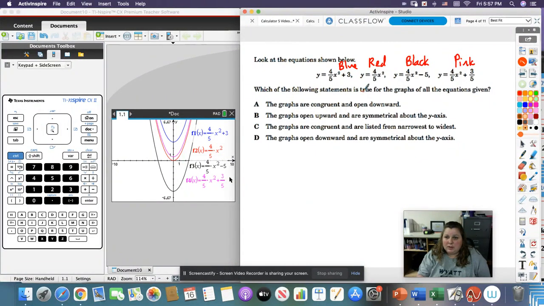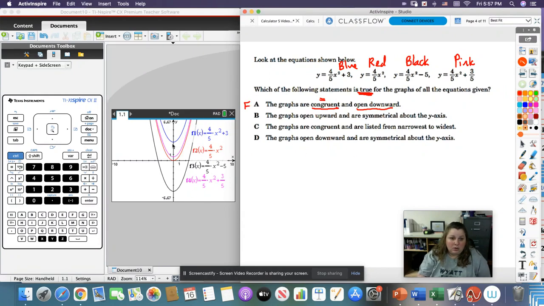Which of the following statements is true? So this time we're looking for the true about these graphs. The graphs are congruent. Congruent means equal. They're exactly the same size and the same shape. Same shape, same size. And they open downward. Well, all of these open upward, so that's false.